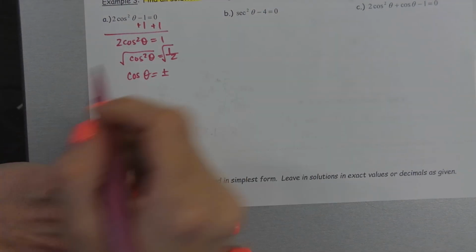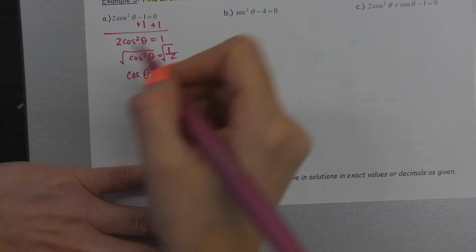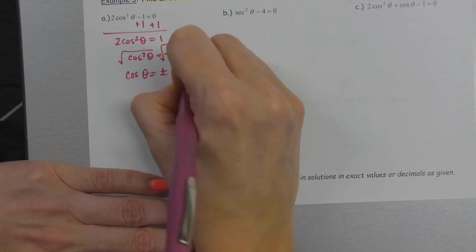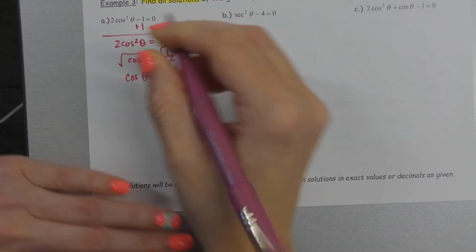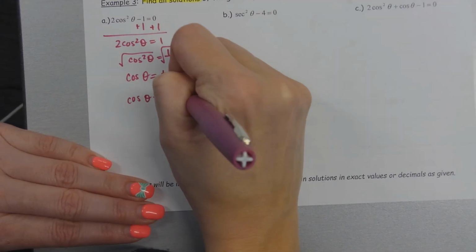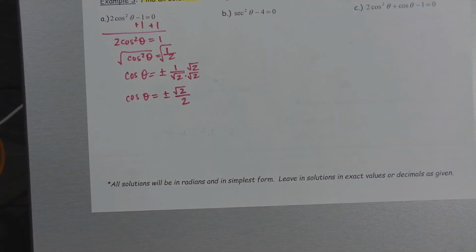If you square root a fraction, you just square root the numerator. What's the square root of 1? 1, and then root 2, and then you have to rationalize. So then look at what you have. The cosine of theta equals plus or minus root 2 over 2.